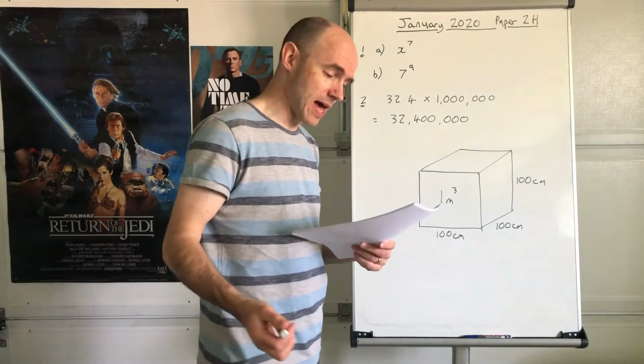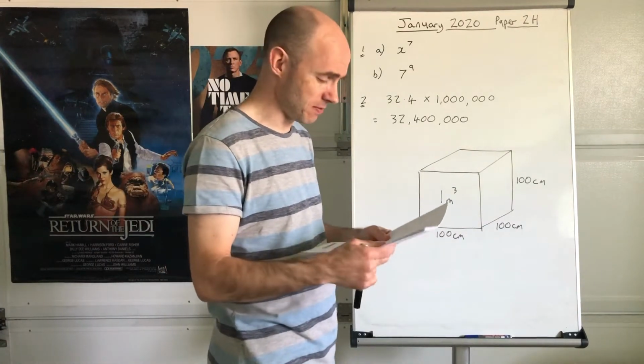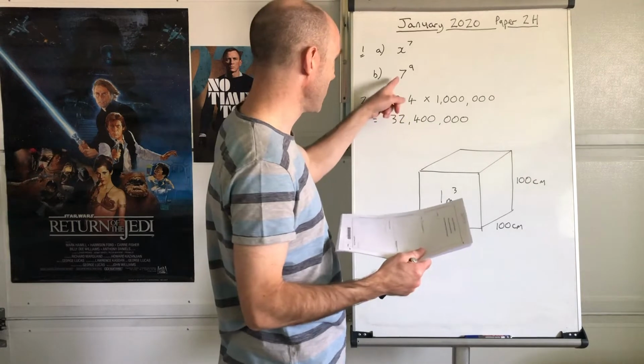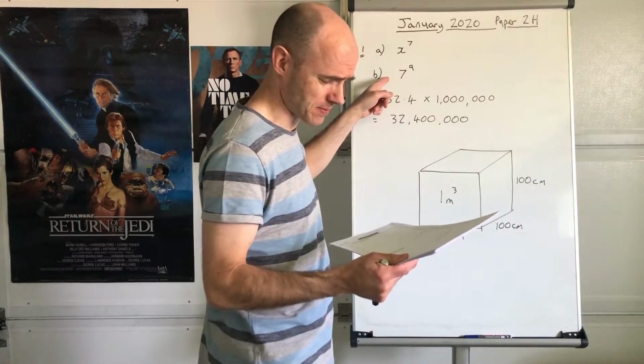So question 1, A should be x to the power of 7, which should be simple enough, and B should be 7 to the power of 9. I'm hoping no explanation is necessary, okay?